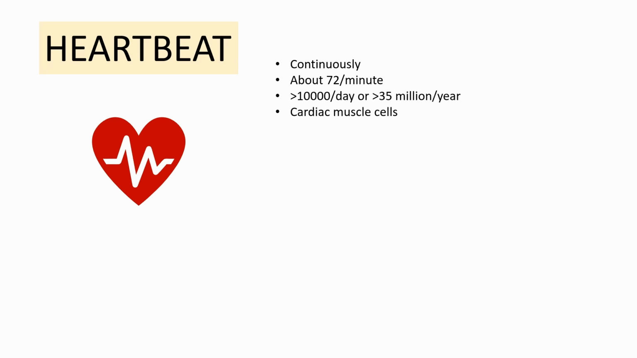The human heart beats continuously throughout the human lifespan. The average adult heart beats about 72 times per minute. That means it beats more than 10,000 times per day, more than 35 billion times per year. For this reason, the heart has specialized muscle cells which help this contraction, and they are called cardiac muscle cells.